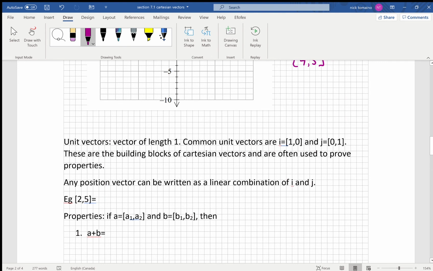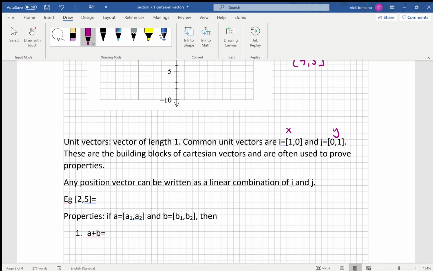Unit vectors are vectors of length 1. So common unit vectors are vector i, which goes along the x-axis, right? It's 1 unit long, and vector j, which goes along the y-axis. Okay, and these are the building blocks of Cartesian vectors and are often used to prove properties.